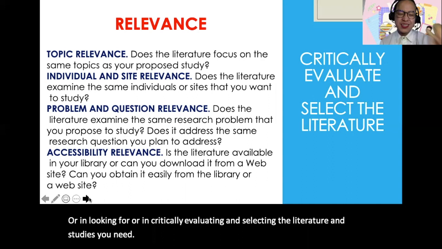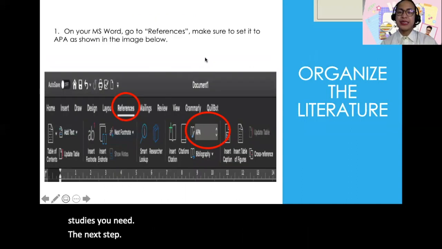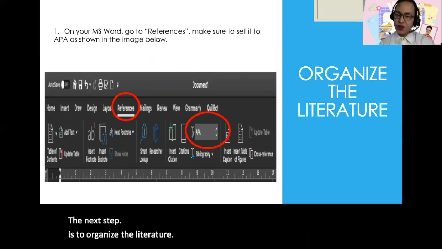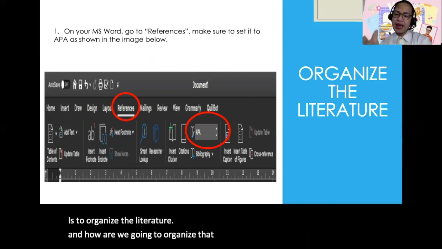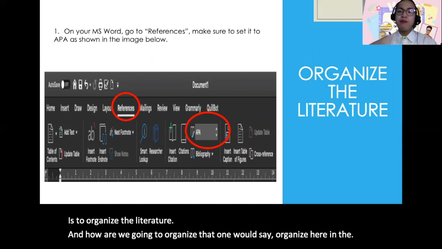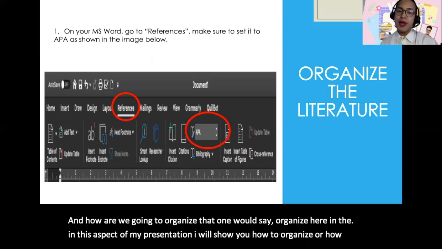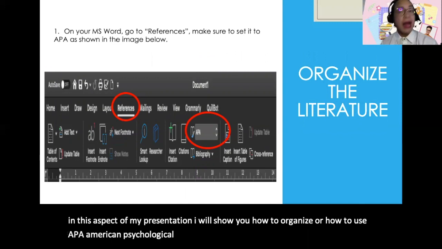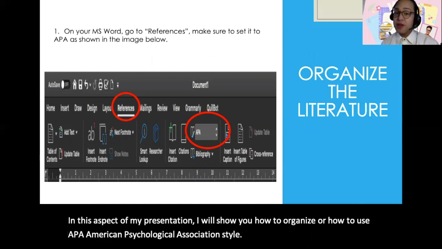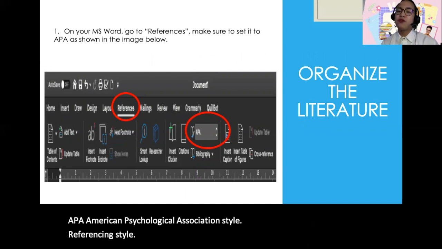The next step is to organize the literature. And how are we going to organize that? When we say organize here, in this aspect of my presentation, I will show you how to use APA, American Psychological Association style, referencing style for organization.